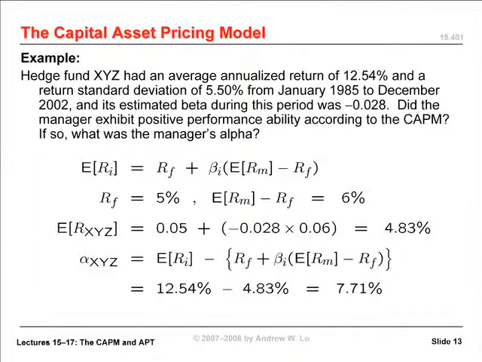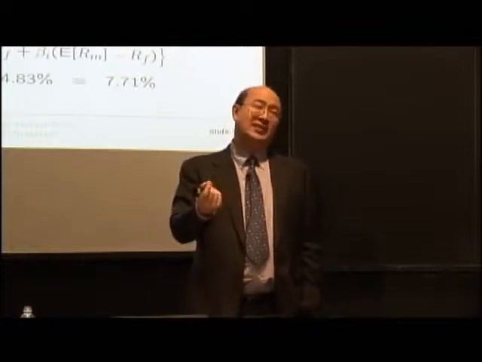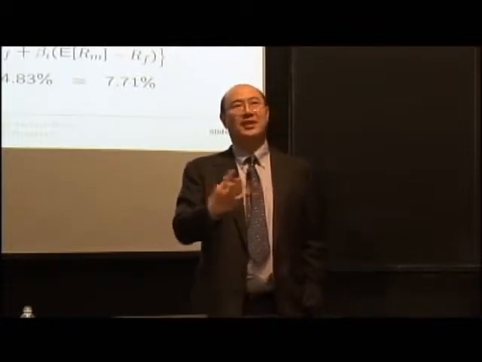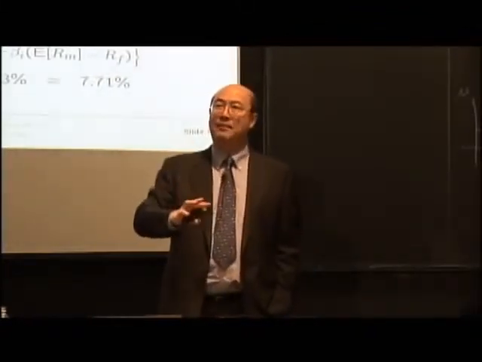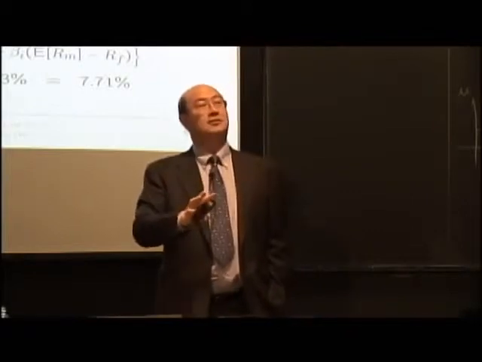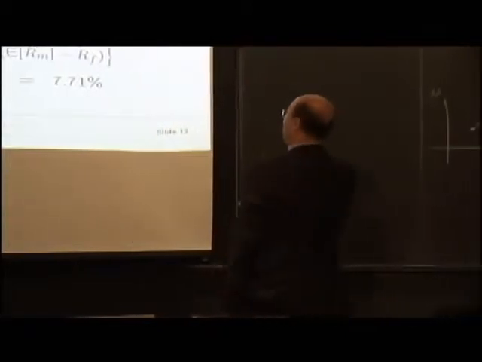Hedge fund XYZ had an average annualized return of 12.5% and a return standard deviation of 5.5% from January 85 to December 2002. And the estimated beta over this period was minus 0.028. Now, somebody asked about a negative beta. Well, here's an example of a negative beta asset. Positive expected rate of return, negative beta. So if it's got a positive expected rate of return and a negative beta, you know something can't exactly be right, because that doesn't sound like it makes sense in terms of the CAPM framework. And in fact, it doesn't. It doesn't make sense. Well, let's do the math.